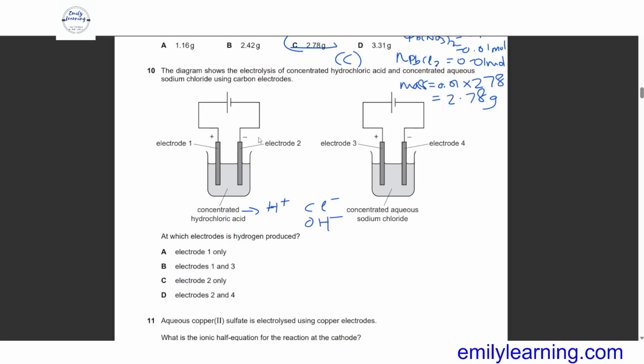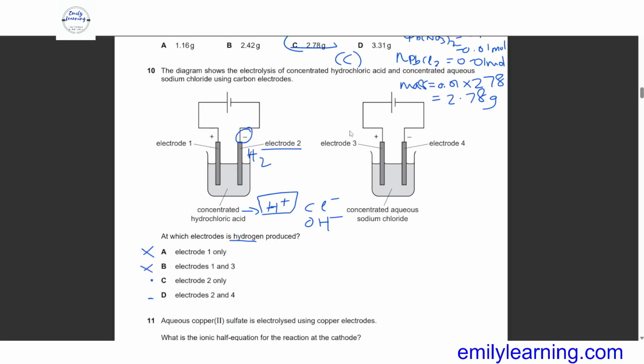Okay, so now, because I'm interested in hydrogen being produced, hydrogen will be formed if H+ is being discharged, and H+, being positively charged, is attracted to the negative electrode. If you take a look at this setup, the only cation here is H+, so the only thing that can be discharged at electrode 2 for this setup is hydrogen, H2. So I know that electrode 2 will have hydrogen gas being produced. So I know that the answer is either C or D already.